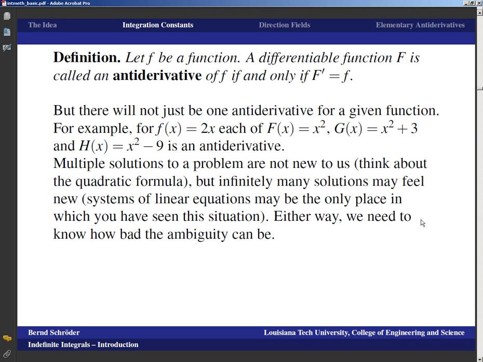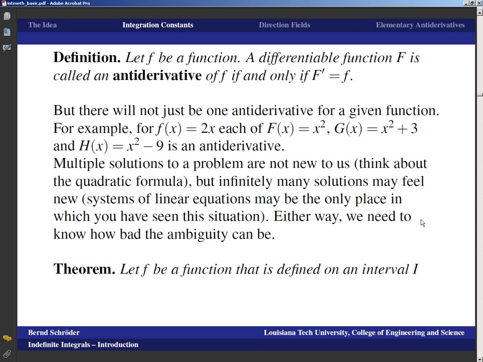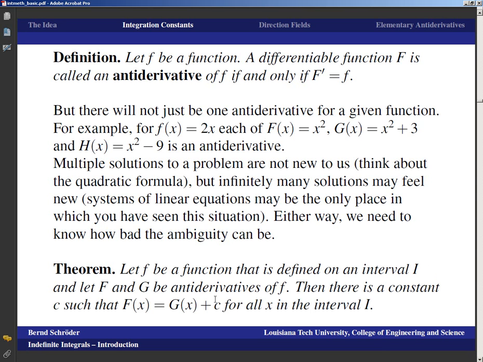So either way, whether we've seen it or not, whether we like it or not, we need to figure out how bad that ambiguity can be. And there is a theorem that tells us how bad it can be: if you have a function f that is defined on an interval, and the interval is definitely needed, but it's just an abstract hypothesis here, and if capital F and capital G are antiderivatives of f, then there is a constant c such that one antiderivative is equal to the other antiderivative plus that constant for all x in the interval I.